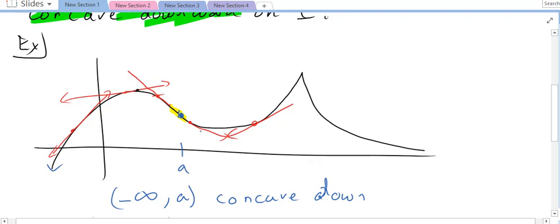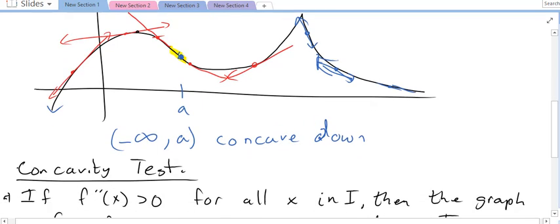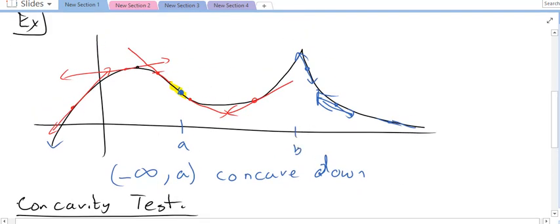And then, okay, as we keep going here, now we're going to be concave up again. And again, it looks as though that's going to continue for all of these things over here as well, that this is going to be concave up at these other points as well. So we maybe call this point B, and we'd have from A to B, we are concave up.